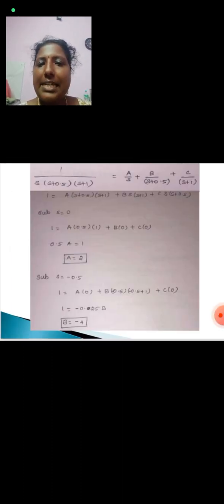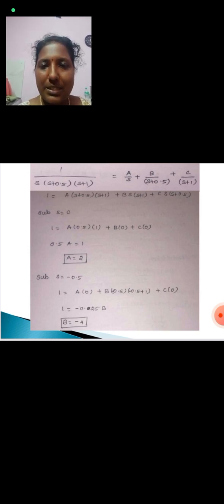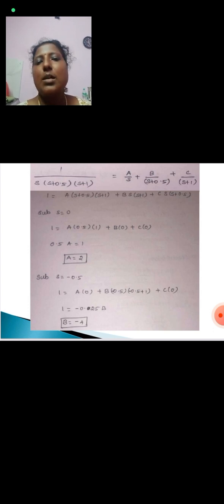Now the next step is we are moving on to algebra, that is we are going to apply partial fractions for this function, 1 by s into (s plus 0.5) into (s plus 1), which can be written as A by s plus B by (s plus 0.5) plus C by (s plus 1). As we all already know about partial fractions, I am not going to explain it in detail. We know that by substituting certain values we can calculate A, B and C.